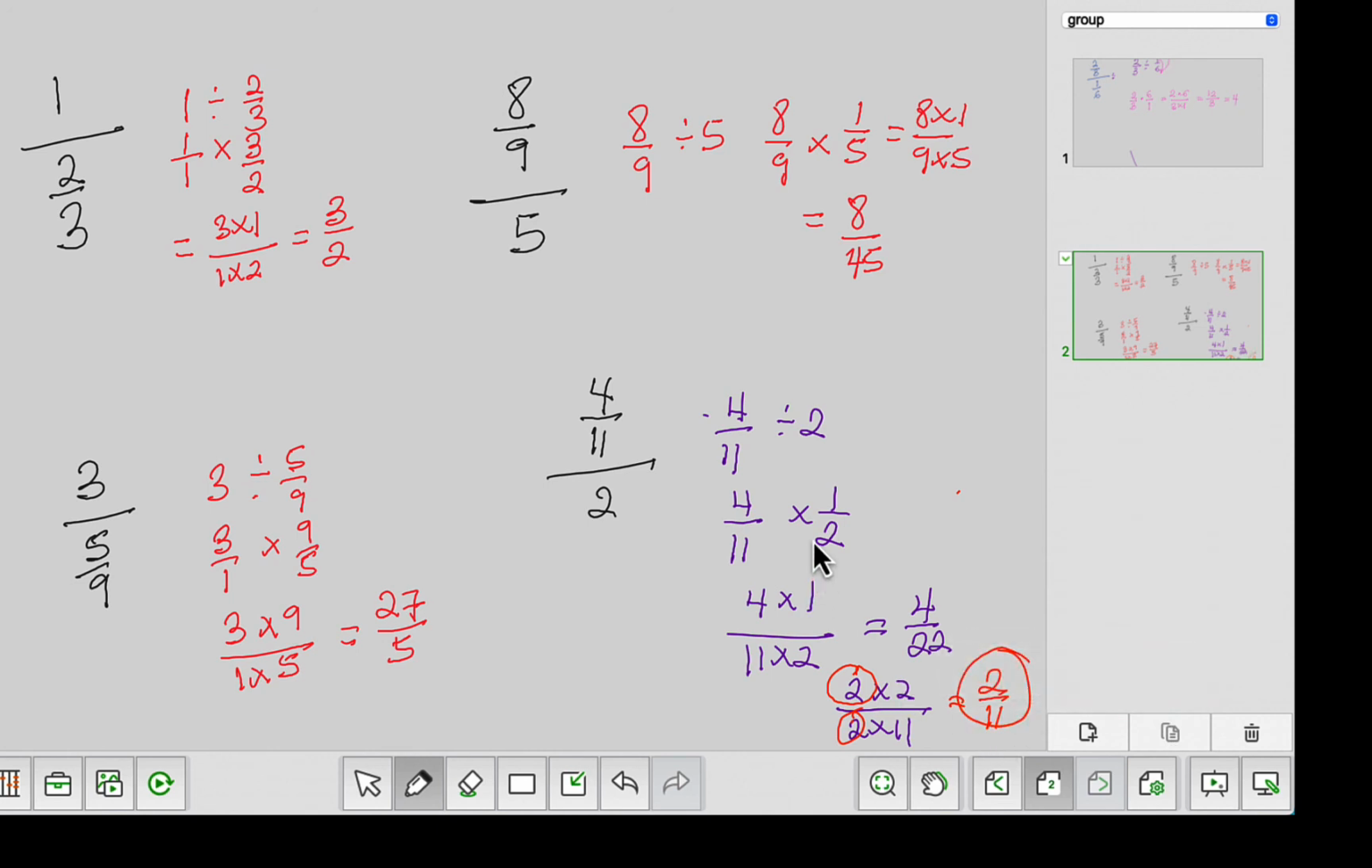I hope you understood this. It's very simple. This is what we call compound fractions, and I hope you understood it.